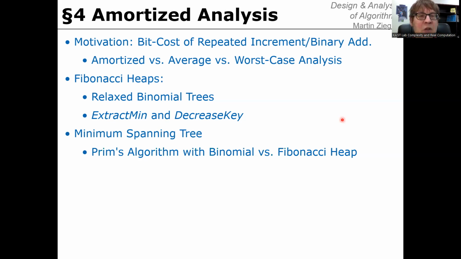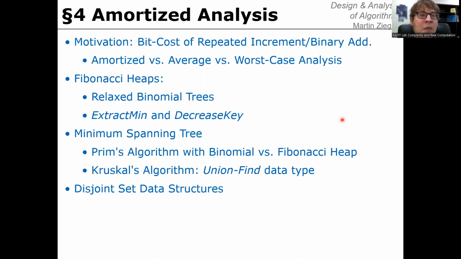Another famous algorithm for computing minimum spanning trees is Kruskal's algorithm. And here we're going to introduce the union find data type, which is a data type that Kruskal's algorithm builds upon. And then we're going to discuss different ways of realizing this union find or disjoint set data type, namely with a very slow but non-constant amortized cost.